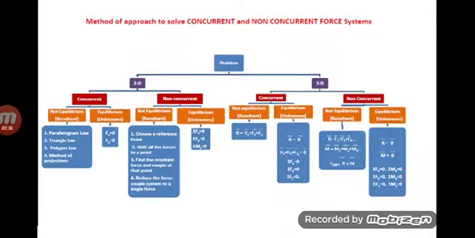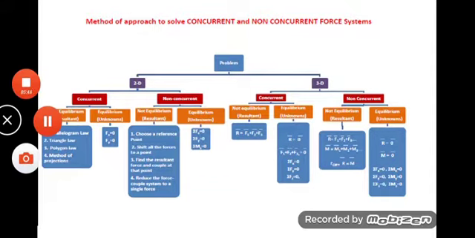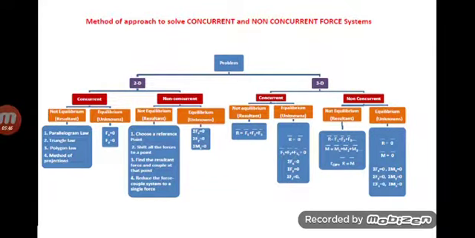Next one, in the non-concurrent case, equilibrium. How to find the unknowns by using equilibrium equations. To find the unknowns, there are three equations: summation of Fx equal to 0, summation of Fy equal to 0, summation of Mx equal to 0. Okay, so there are three equations.